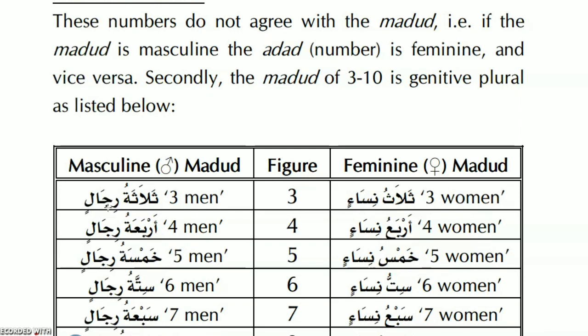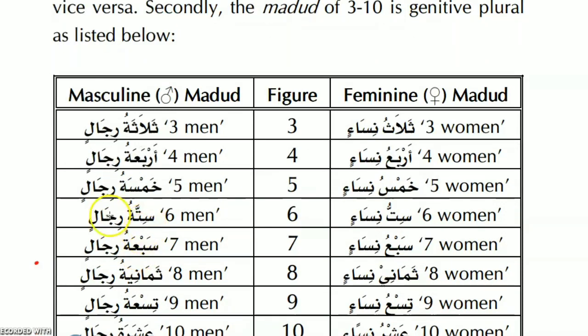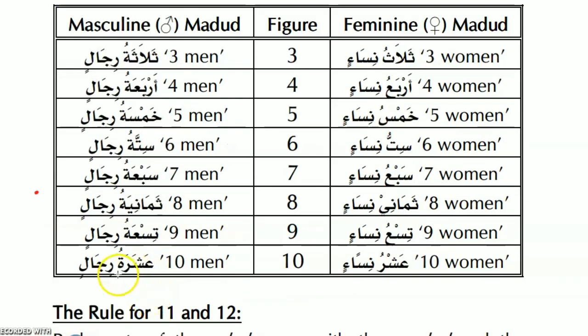Rijalun is a muzakkar and plural as well. So that's why we brought salasatu. It means there will be a paradoxical agreement. As madud will be muzakkar, then adad will be muannas. Arba'atu rijalin, khamsatu rijalin, sitta rijalin, sab'a rijalin, thamania rijalin, tisa rijalin, ashara rijalin.